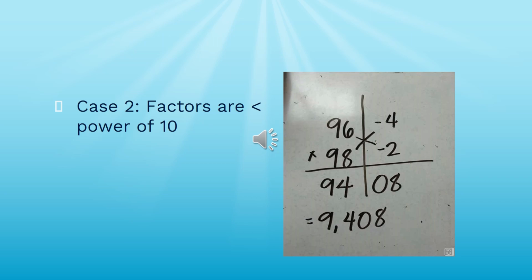Next we multiply the distances. So again, what are the distances? We have 4 for 96 and 2 for 98. 4 times 2 is 8. However, we need to have 2 digits here, so we add a 0 to 8 and then we attach 08 to 94. 94 and then 08 gives us 9408.